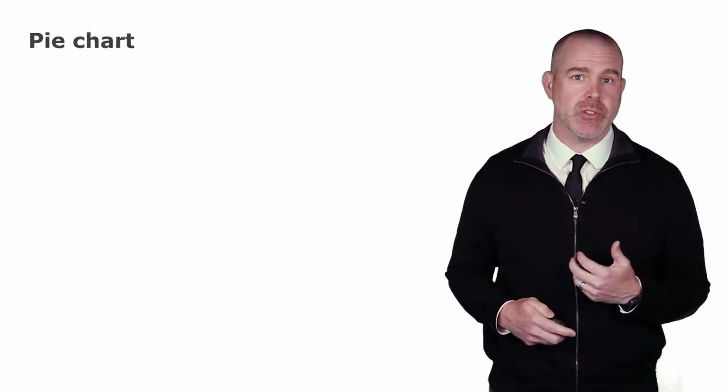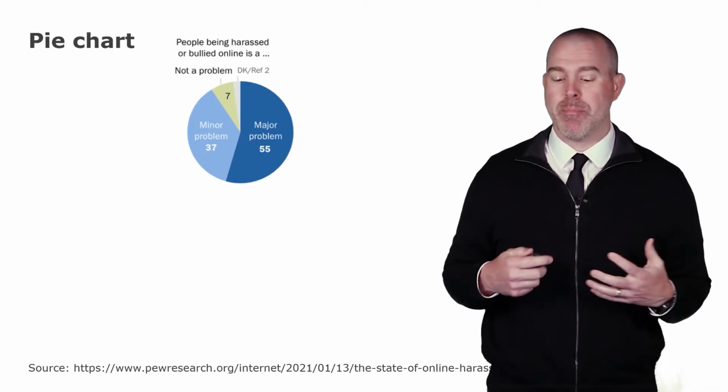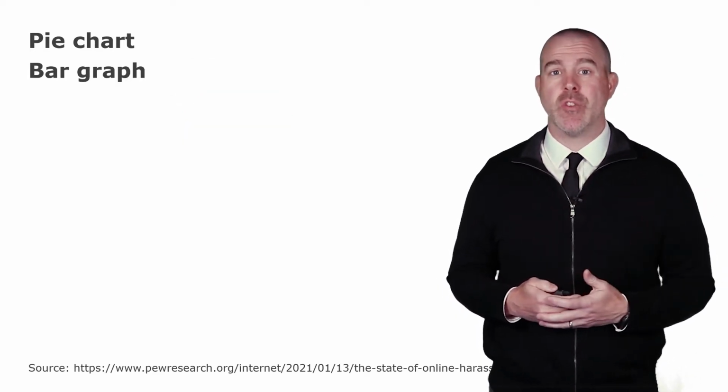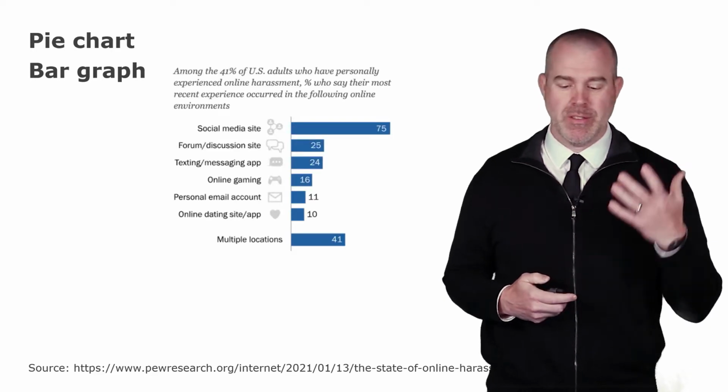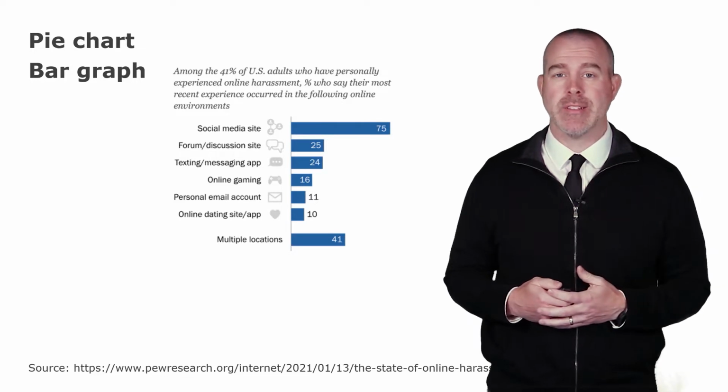The first graph we're going to talk about is a familiar one. It's a pie chart. So something like this graph here, which is from the Pew Research Center, the percent of people who are being harassed or bullied online. A bar graph is the next one. This is also one that people are very familiar with. You may see one like this. This is from that same study where people are bullied or harassed online.